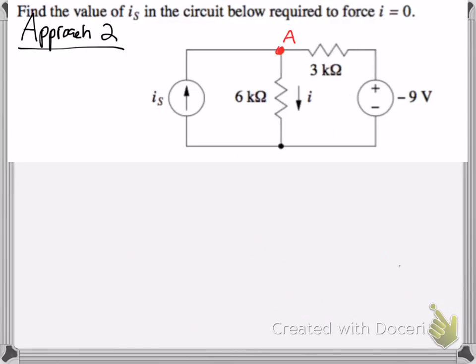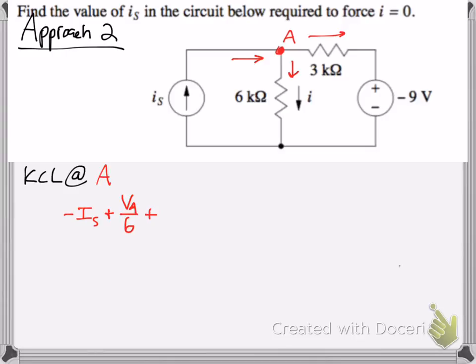Another approach you can do is kind of similar. You use the node rule, and you look at this node I just labeled A, and you know the current flowing through all those areas. So for KCL at A, we say, okay, current coming in is negative, so the current coming at A is negative IS, which is the current source, and then the current leaving is positive, so we have the voltage at A over 6 kilohms, because I is equal to V over R. We're going to call that VA, which is coming down there.